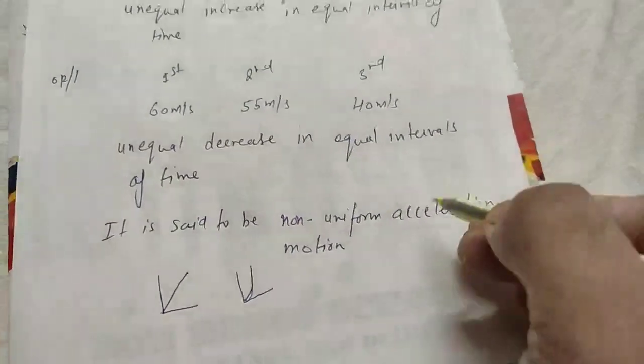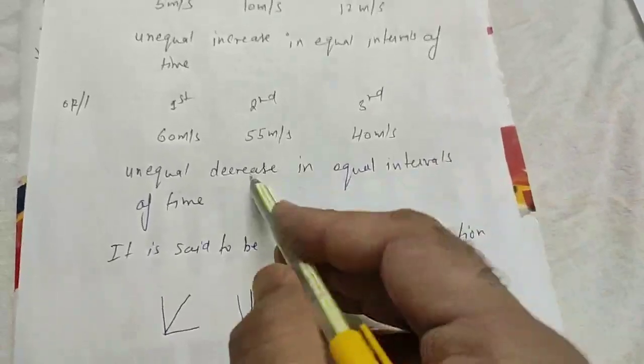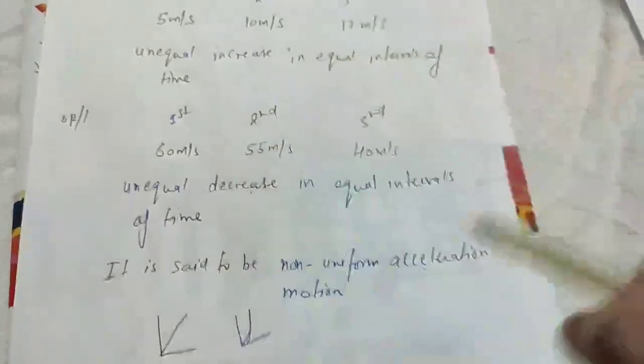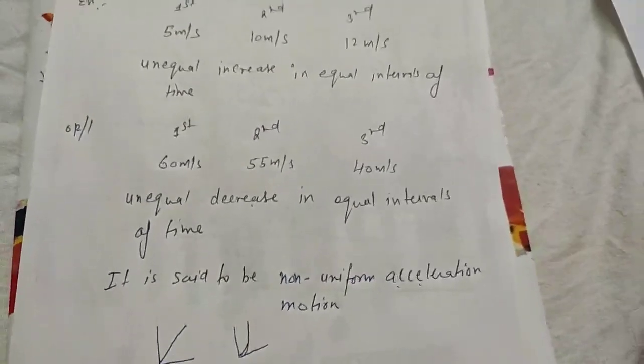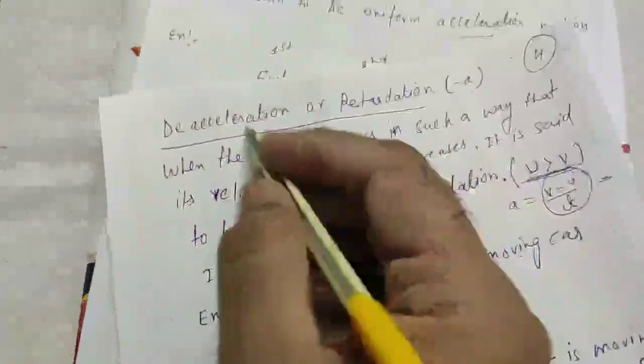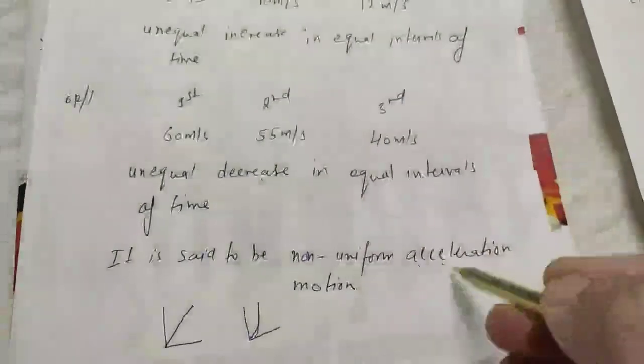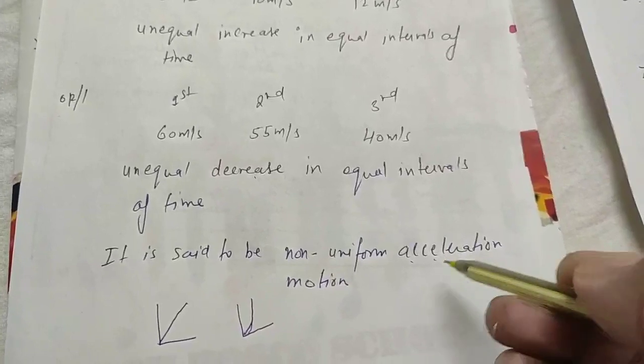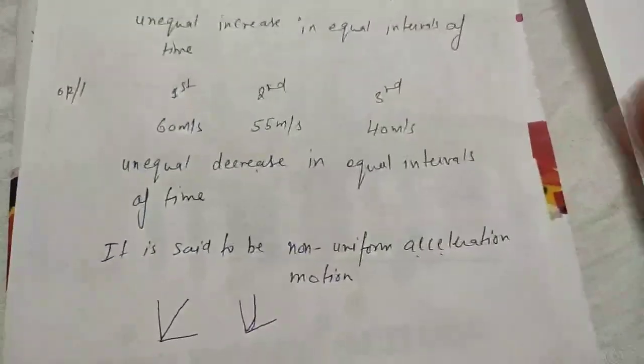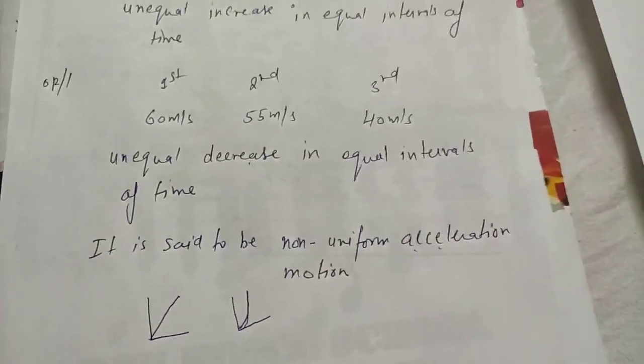Clear? The word acceleration will remain the same whether it is a case of decrease or increase, because sometimes we do not specify the word deacceleration. We just simply write acceleration in both cases. However, if the answer comes in negative, then automatically it will be understandable that it is deacceleration.